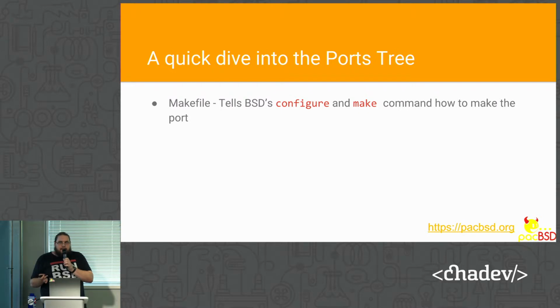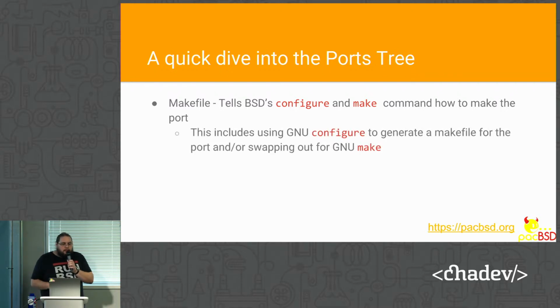Some things that the ports tree does: inside the Makefile, it tells the BSD's configure and make script how to make the port, and this includes being able to use GNU's configure to generate a Makefile, and/or swapping out for GNU's make instead of BSD make, because some programs depend on the way GNU's configure and make work instead of how the BSDs work. So it's able to swap out on demand.